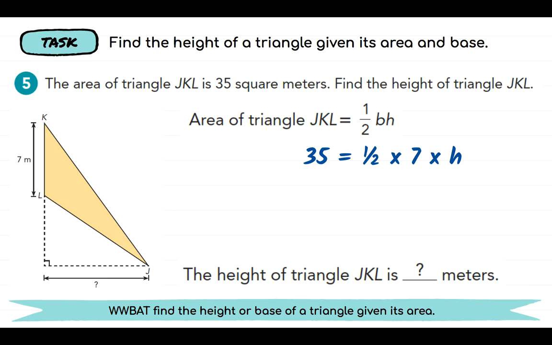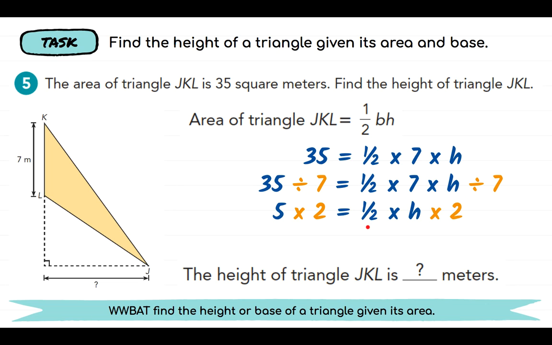So the question gives us the area of the triangle, which is 35 square meters, so I'm plugging in 35 square meters here. And then they give us the base, which is 7 meters, so I'm plugging in 7 meters where it says base. Okay, and then I can divide 7 from both sides. So I'm dividing 7 from the right and the left so that my values are still the same.